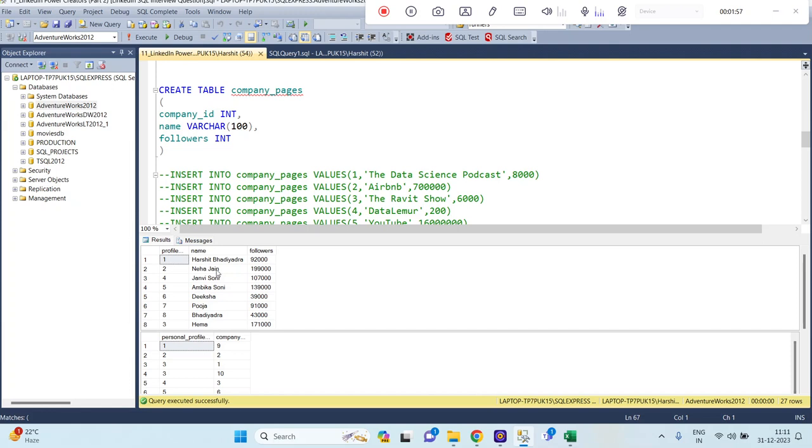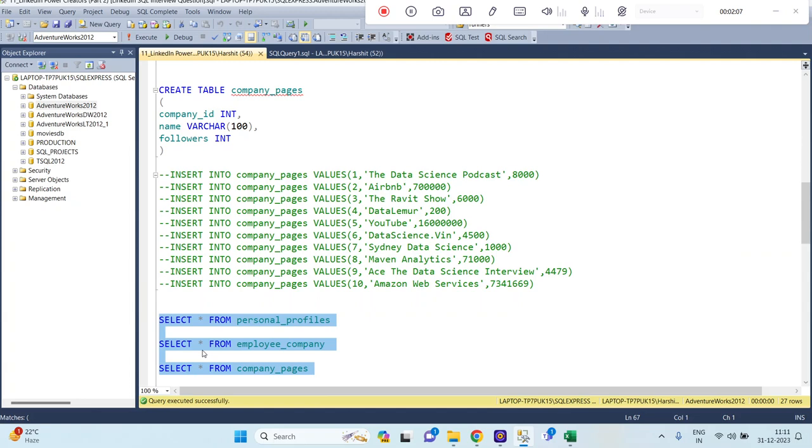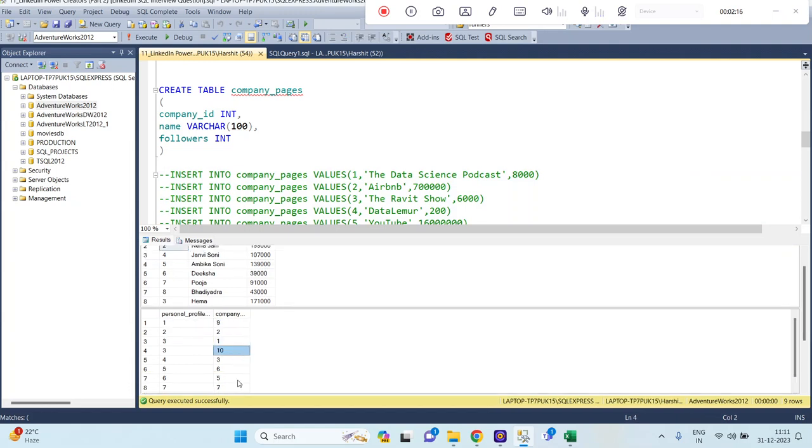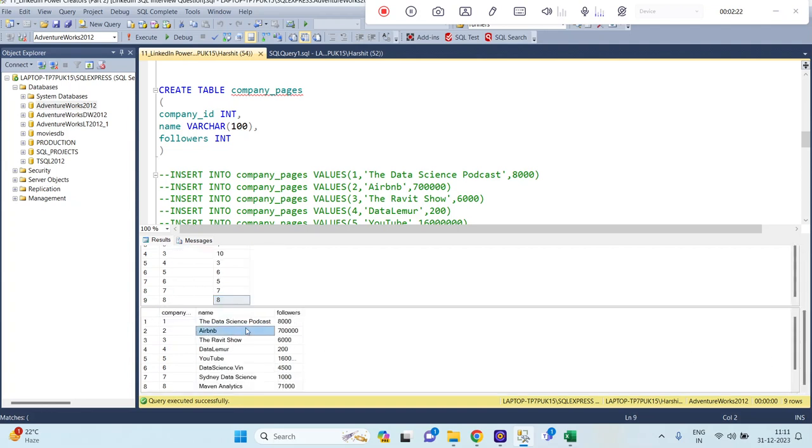So this is the first table, which is the personal profile table. Here individual followers are given, right? Individual person followers are given. Then in the second table, the employee company table, it is given which company the individual person is working for. And the last table is the company pages table, in which company-wise followers are given.